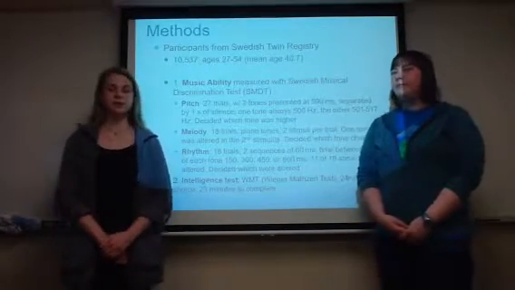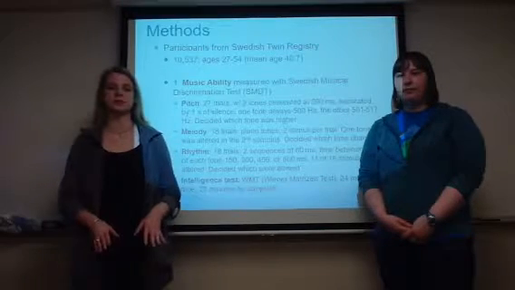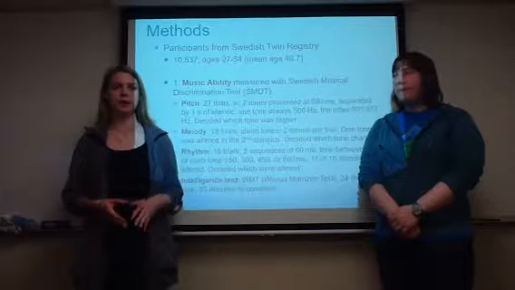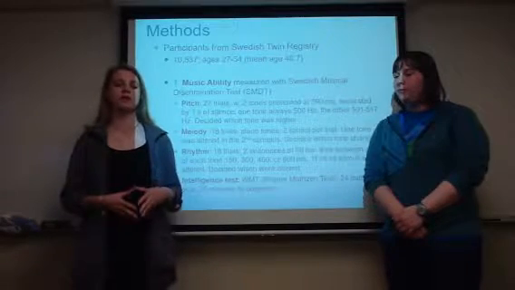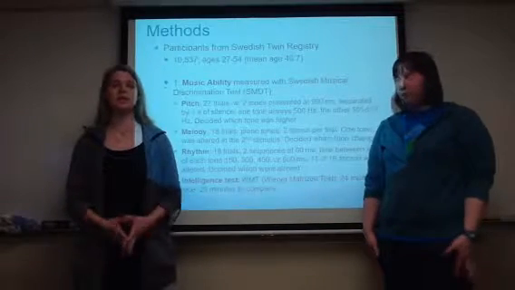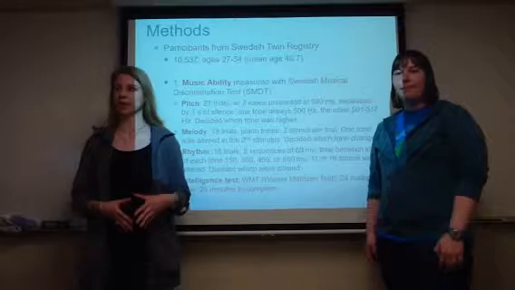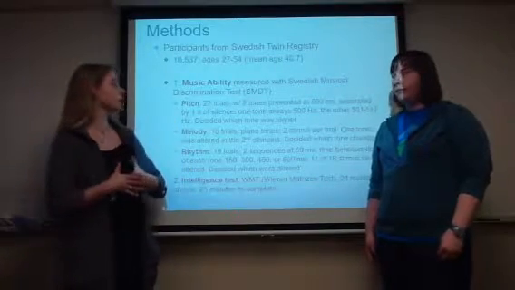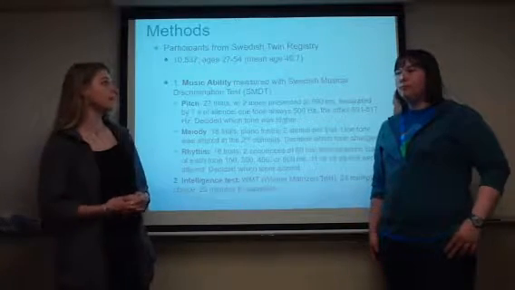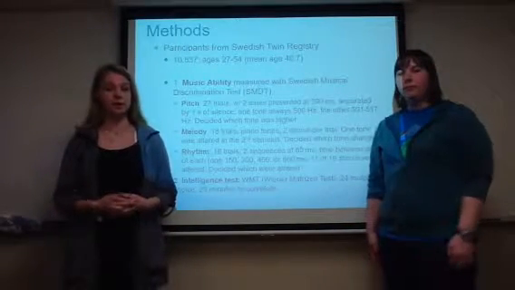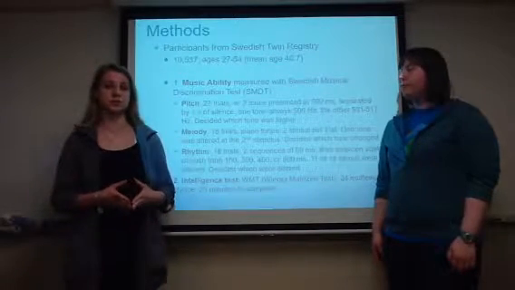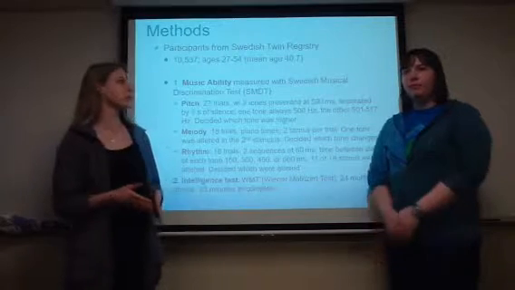So the participants in this study were twins. They were either monozygotic twins, which is identical twins, and these twins share all of their genetic makeup, or they're dizygotic twins, which are fraternal twins, and they share only half of their genetic makeup. So there was about 10,500 twins in this study. They all came from the Swedish Twin Registry, and the ages were about from 27 to 54 years old. The mean age was about 40.